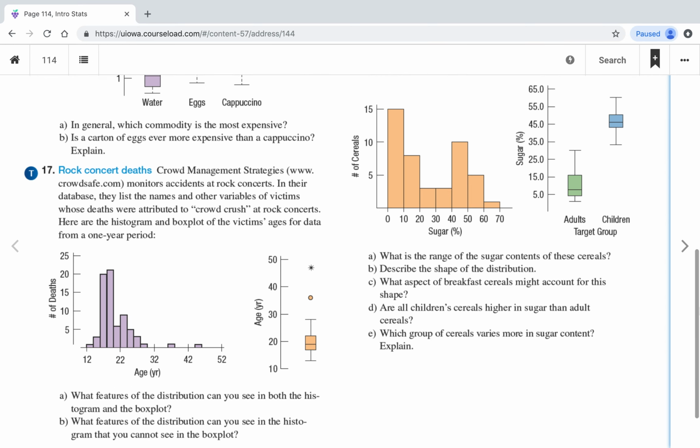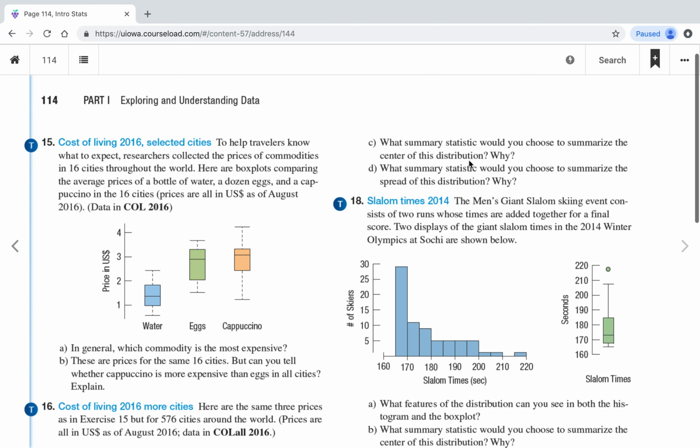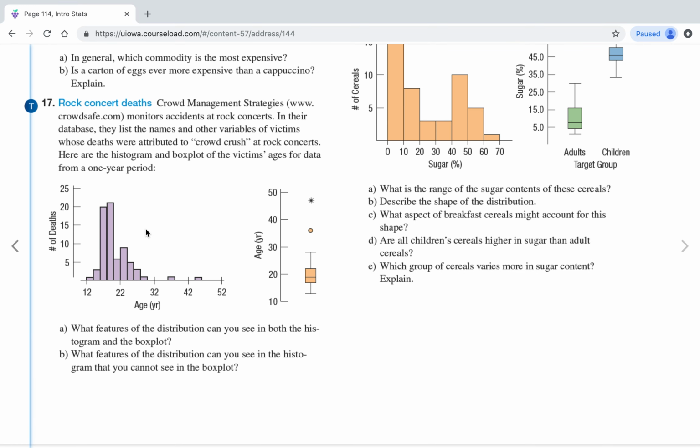And then for C, the question reads, what summary statistic would you choose to summarize the center of this distribution and why? So I'll go back to the distribution. I said median, just because it would be most appropriate to measure the center, since it is slightly skewed and it has a couple outliers.